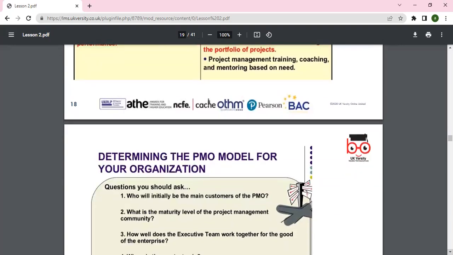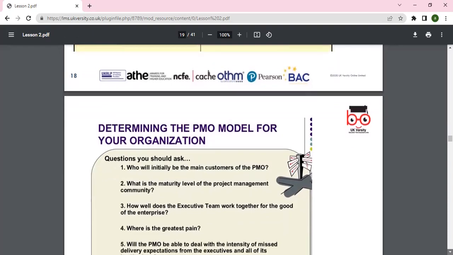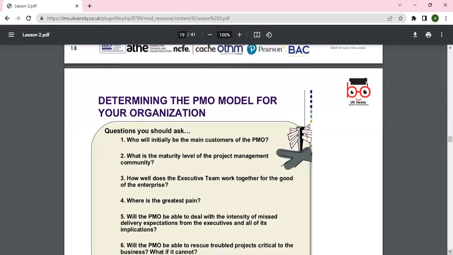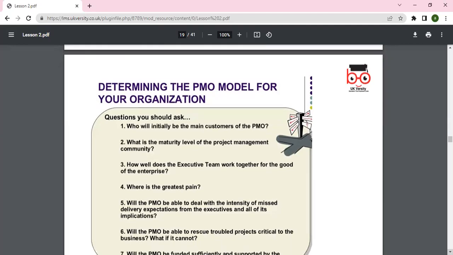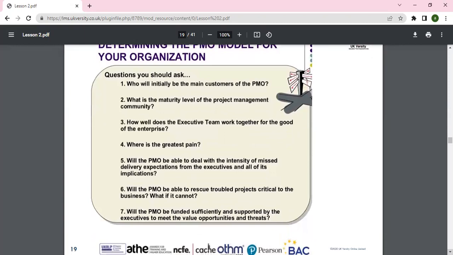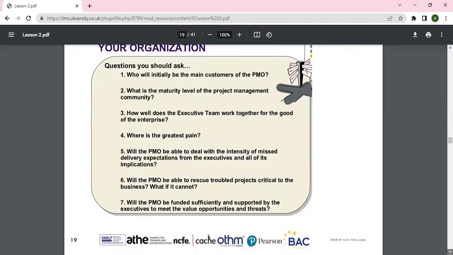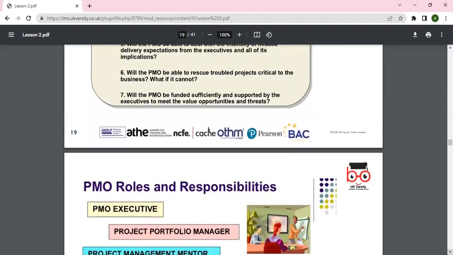Who will initially be the main customer? What is the maturity of the project? What are the pros and cons of each project? Then what is the greatest pain in the project? What is the key hurdle to achieve? In some projects it can be people, some is delivery, some is supply chain, some is cost, some is the time scale of delivery.